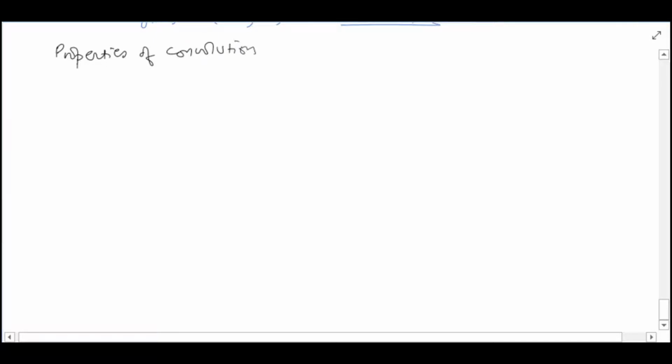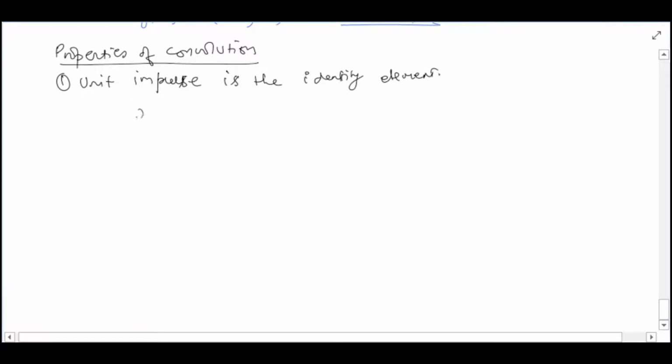We now see some of the properties of convolution operation and also their implication on LTI systems. So let us see the properties. The first property is unit impulse is the identity element of convolution operation. What this means is that if we convolve a signal x with unit impulse, the operation outputs x itself.